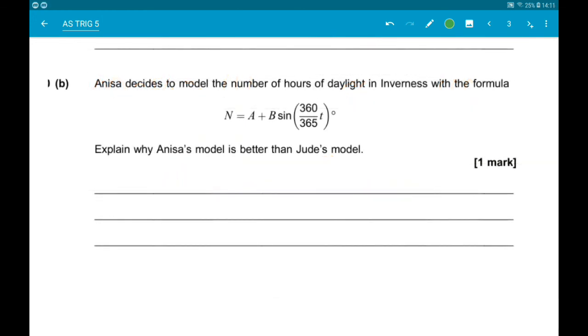Okay, then the final part decides to use n = a + b sin(360/365 t). We want to explain why this is better than Jude's. So the reason it's better is it takes the number of days in the year into account, whereas Jude's did not.